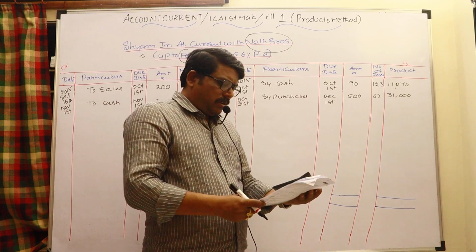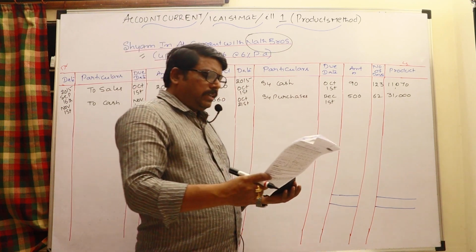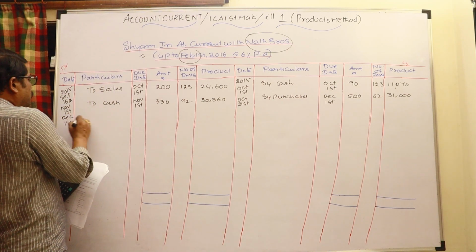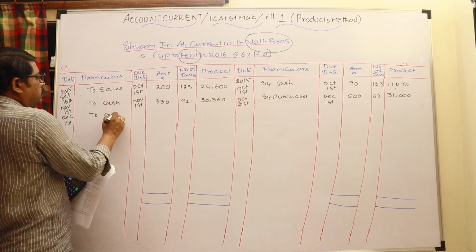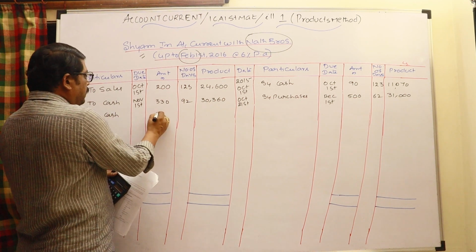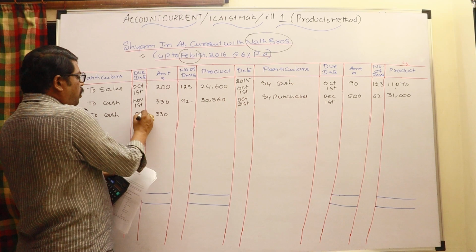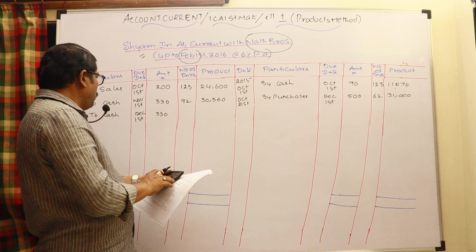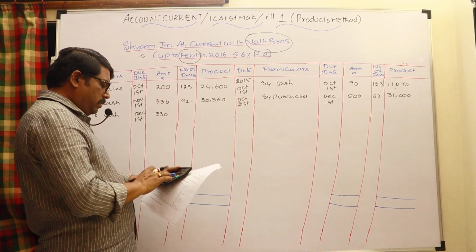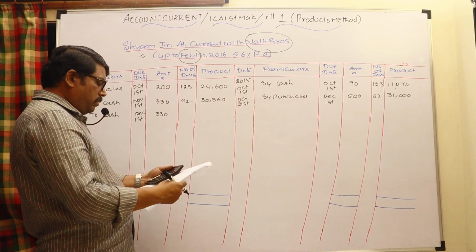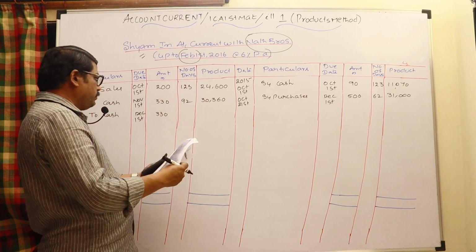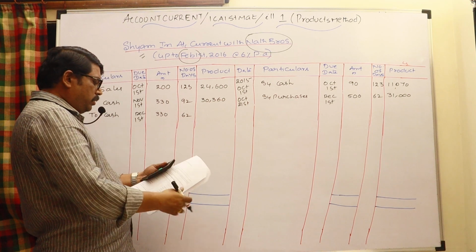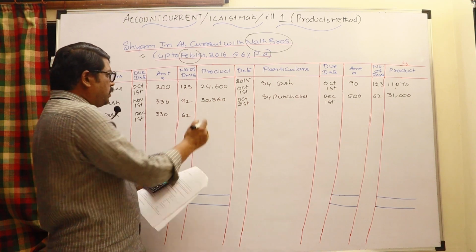Next, again on December 1st, paid to Shyam. Shyam account debit to cash, again 330. A separate due date is not given, so December 1st itself is the due date. Still December 30 days, January 31, February 1, total 62 days. 330 into 62 days is 20,460.